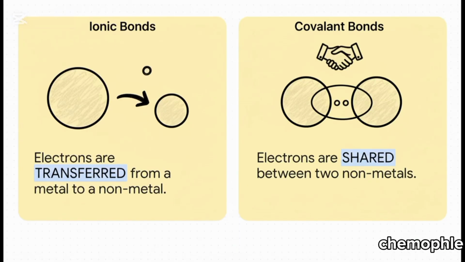And this right here is the biggest difference you need to remember. Ionic bonding is a transfer. An electron literally moves from a metal to a nonmetal.